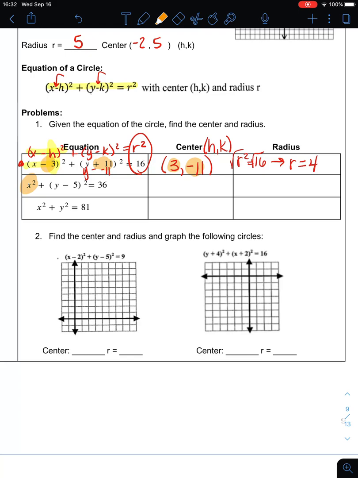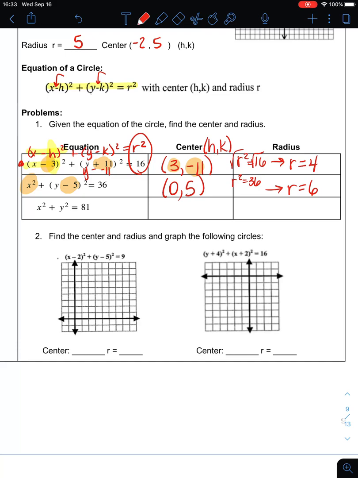Now, in this next problem, notice that there is no h. There's no x minus anything. When that happens, it's understood that value is 0. And then remember we take the opposite, so I'm going to use a k that is +5. Then if r squared is 36, r is going to be 6. The radius of that circle is 6.